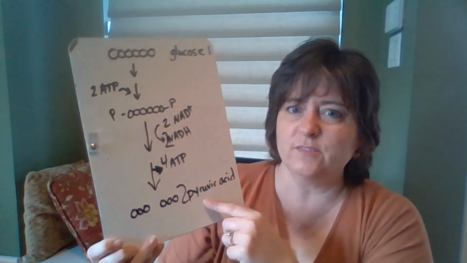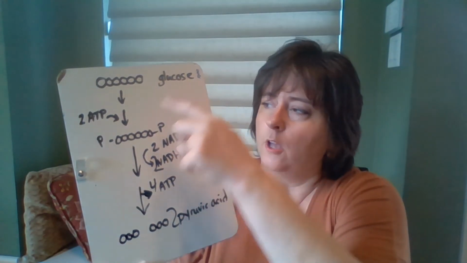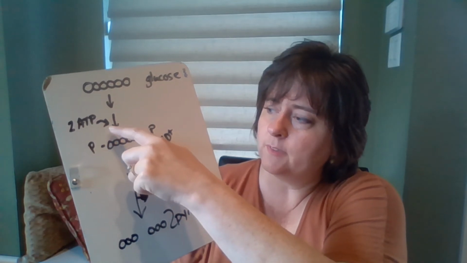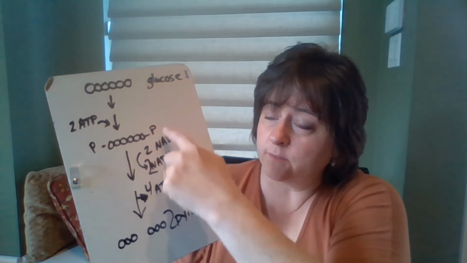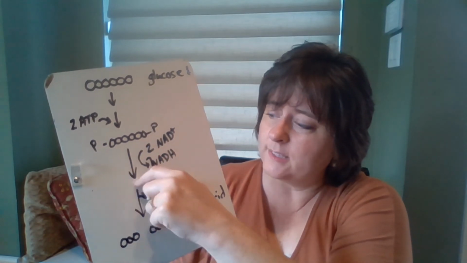Okay, so we just finished glycolysis. 6 carbon glucose precursor. We invested 2 molecules of ATP. We phosphorylated glucose into an intermediate. We had some other intermediates.